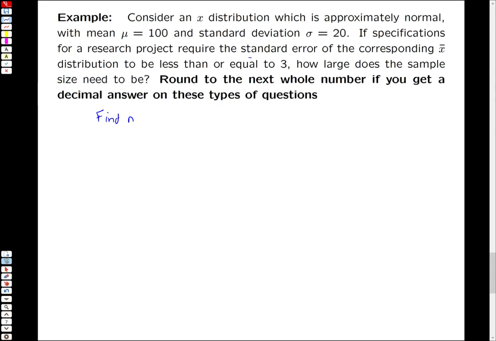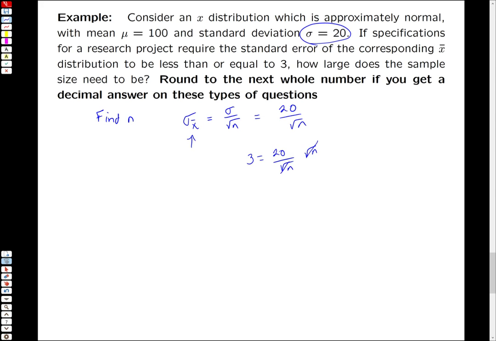Well, it said standard error. What's the formula for the standard error? Sigma over the square root of n, right? Standard error is the standard deviation for the central limit theorem. What is our standard deviation? 20. And we are looking for n if the standard error has to be less than or equal to 3. So I'm going to plug in a 3 for this right here, and you get 3 is equal to 20 over the square root of n. Solve it for n.